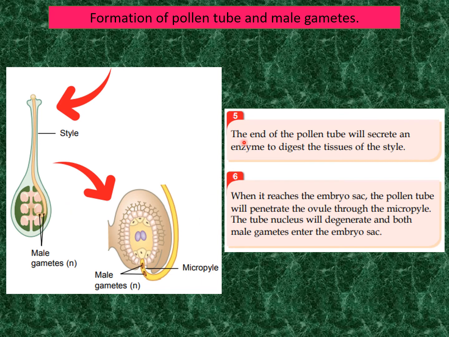Stage number 5. The end of the pollen tube will secrete enzymes to digest the tissue of the style. When the pollen grain forms the pollen tube, it will grow downwards through the style by secreting enzymes to digest the tissue. So when it reaches the embryo sac, the pollen tube will penetrate the ovule through the micropyle. This is the micropyle, the opening of the embryo sac. The tube nucleus will degenerate and both male gametes enter the embryo sac.